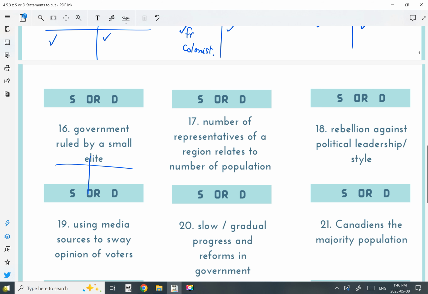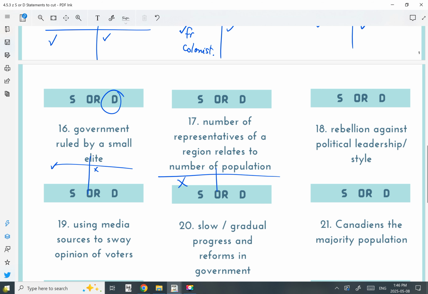Back then, did we have a government ruled by a small group of people that looked after their own needs? Yes. Do we still have government that looks after the needs of just the rich and wealthy? No. Or a small group of people? Kind of. In a way. It can feel that way, but it is a democratic process, and it's the majority of people have voted for that group to meet the majority's needs, right? So government ruled by a small elite? No, not really. Different.